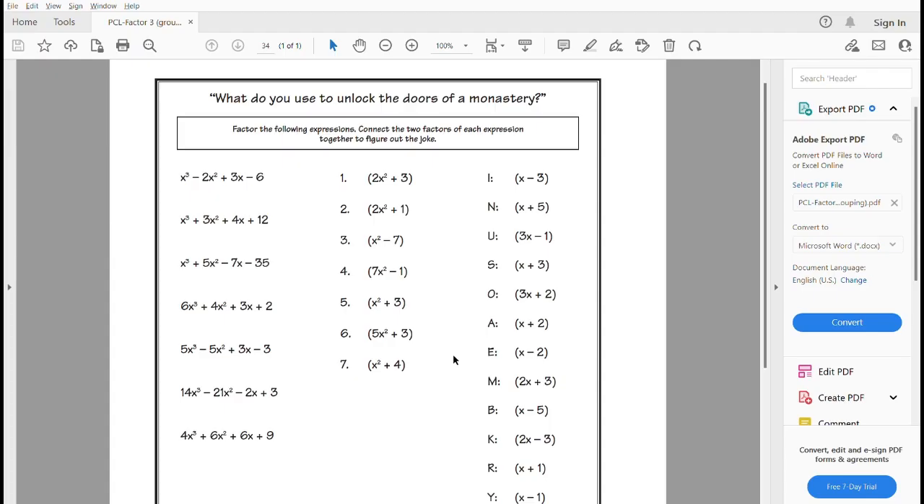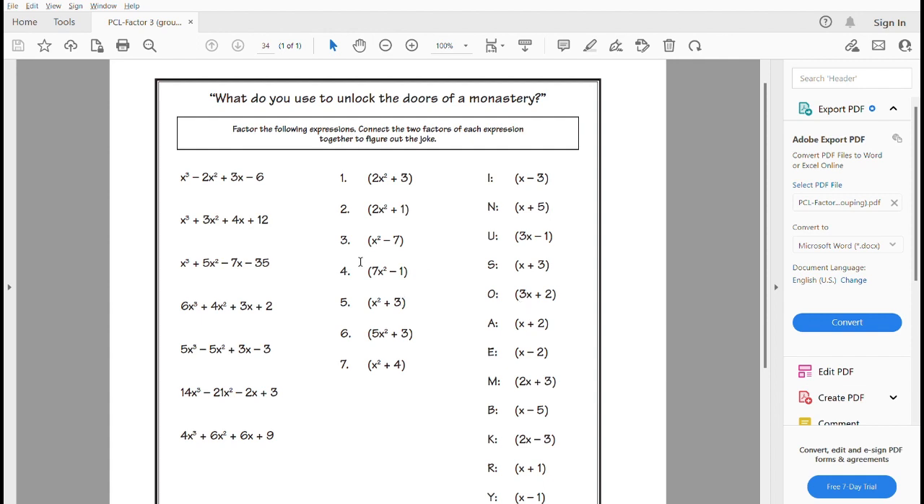So here's the puzzle that goes with our practice review. We're trying to solve the riddle, what do you use to unlock the doors of a monastery? And the idea here is we have some expressions over here on the left side that we have to factor. We'll have to break them into two different factors represented in the following two columns, and then we just have to make sure we match the right factors together, and that tells us where to put one of these letters.